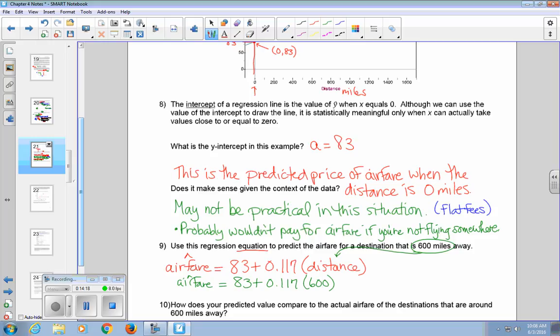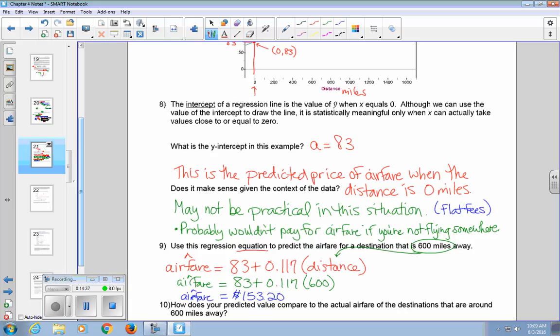I'll leave it to you to verify this. You should grab a calculator and double check, and double check your order of operations. Remember, you want to multiply before you add. But you should get a predicted airfare of $153.20. So remember, this is a predicted airfare.